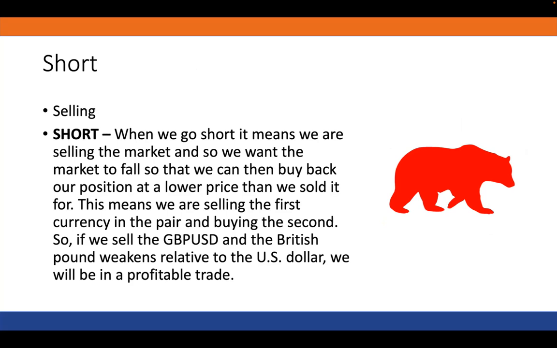So when you go short, it means you are selling the market, and so we want the market to fall so that we can then buy back our position at a lower price than we sold it for. This means we are selling the first currency in the pair and buying the second. So if we sell the GBP/USD and the British pound weakens relative to the US dollar, we will be in a profitable trade. I hope this is understandable.